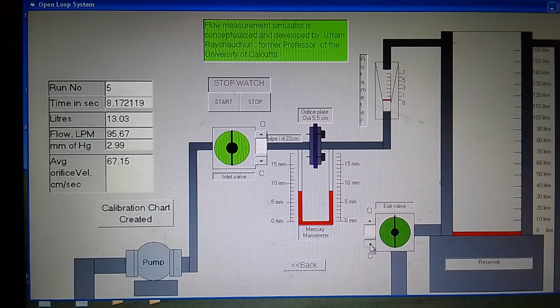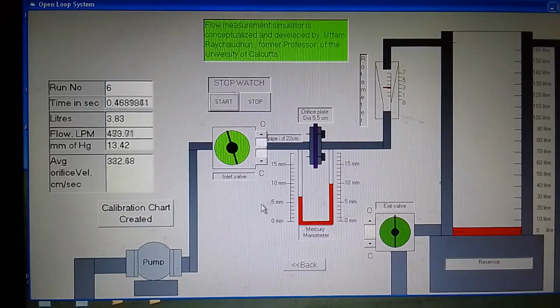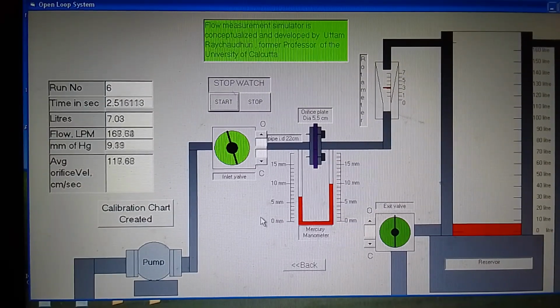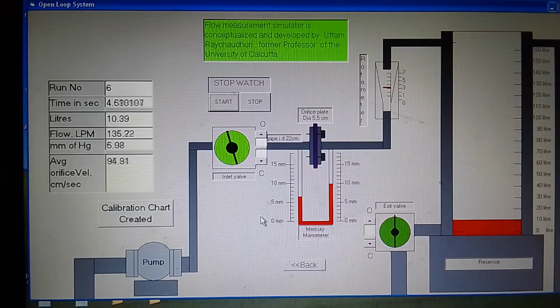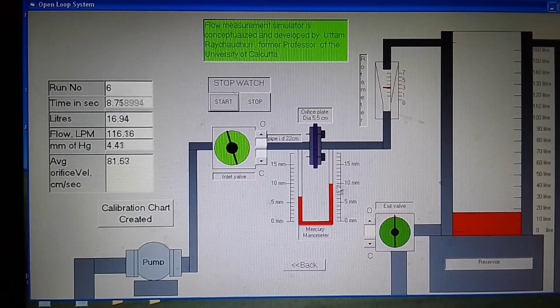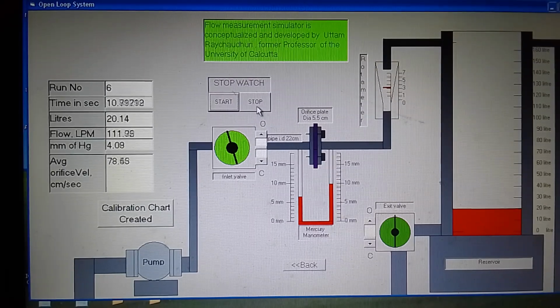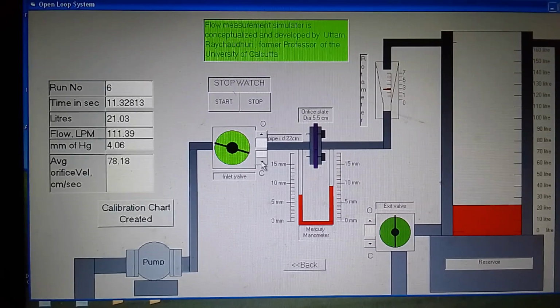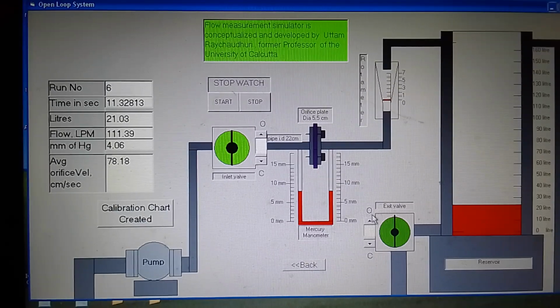Close this valve and take the sixth run, 1 2 3 4 5 6, and start this watch. You see there is an appreciable change in pressure drop now. Stop this stopwatch, close this inlet valve, and drain this water out.